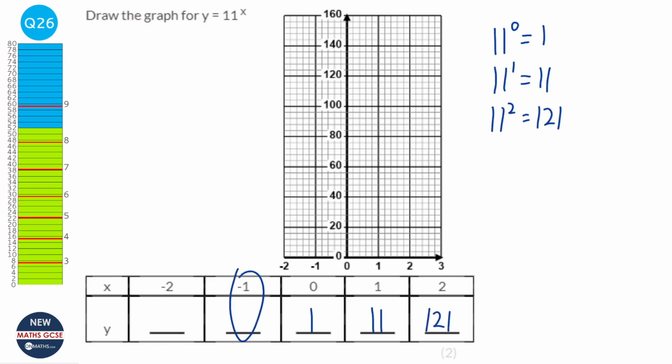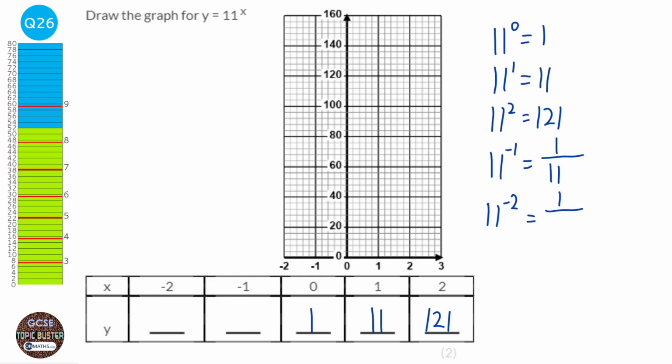Now this next one here, 11 to the power of minus 1. Whenever you have a negative power, you just put 1 over 11 to the power of 1, or 11. Same with 11 to the power of minus 2: 1 over 11 to the power of 2. 11 squared is 121. So that would be 1 over 11 and 1 over 121.